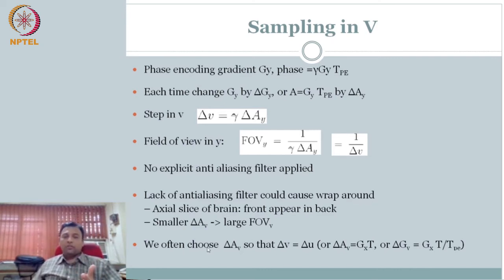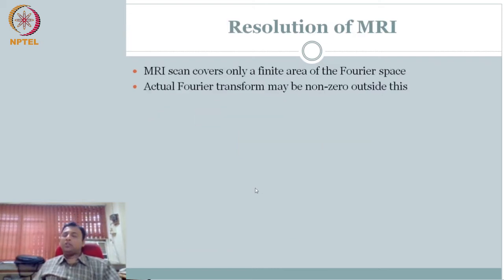So most often what we do is take similar resolution, similar step size, in both delta V and delta U, just to keep life simple, unless it is a specific problem. Most often choose delta V equal to delta U. Clear? So now the question is, how do we relate this to the resolution of MRI?